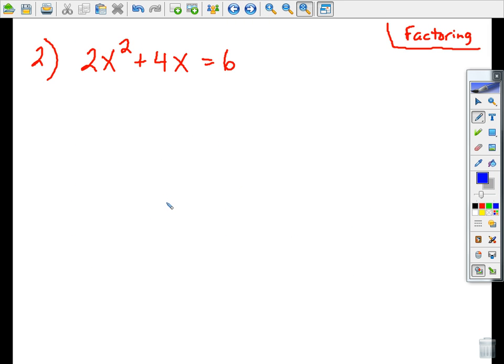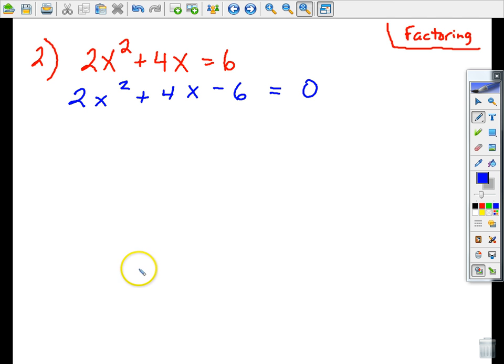All right, do I have a helper for number 2? Can somebody walk me through? What would you do first here, CJ? Subtract 6 from both sides. Okay, very good. He said subtract 6 from both sides. Set the equation equal to 0. Make sure it's in standard form. All right. CJ, I'll let you stay with that.